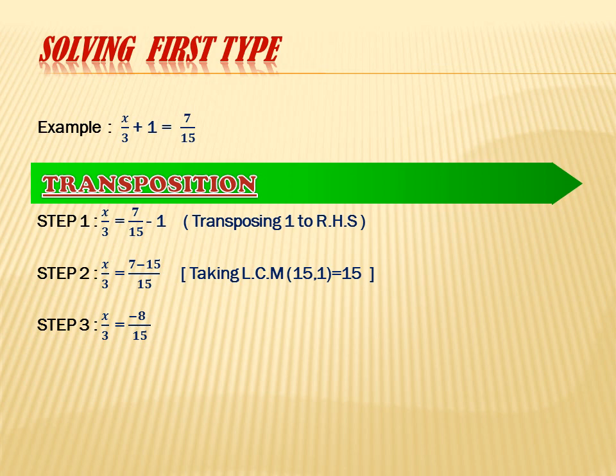Now after that we have to transpose 3 from LHS to RHS, and you can clearly see that 3 is dividing x, so when it is transposed to the right hand side it will be multiplied. Yes, it will be multiplied. Now you can clearly see that 15 has a factor of 3. Because of that, when 15 is cancelled out by 3, it will give you 5. So ultimately in the end we have x is equal to minus 8 by 5.